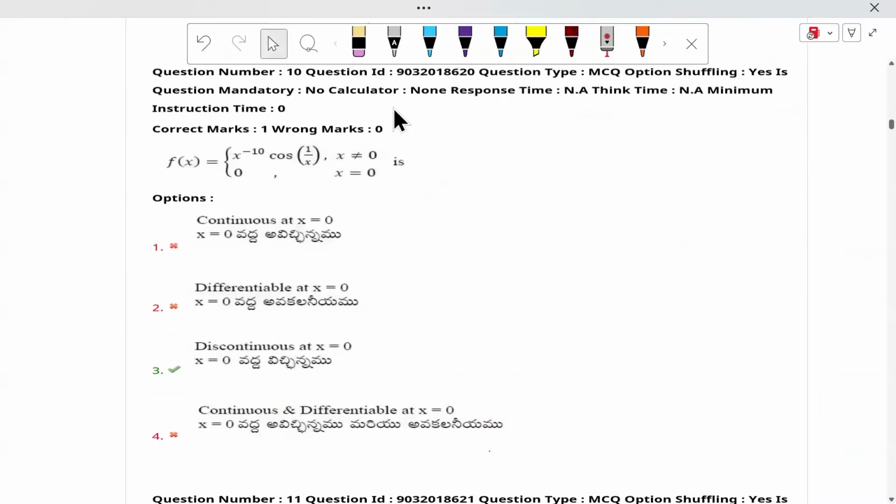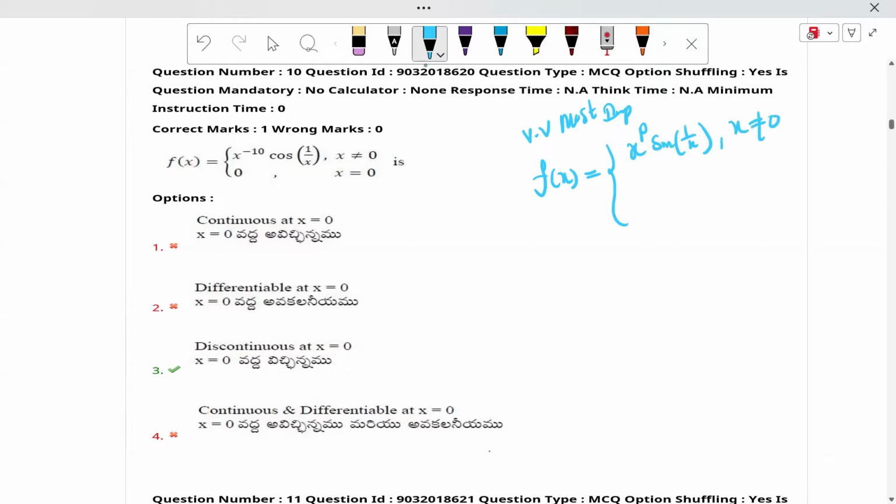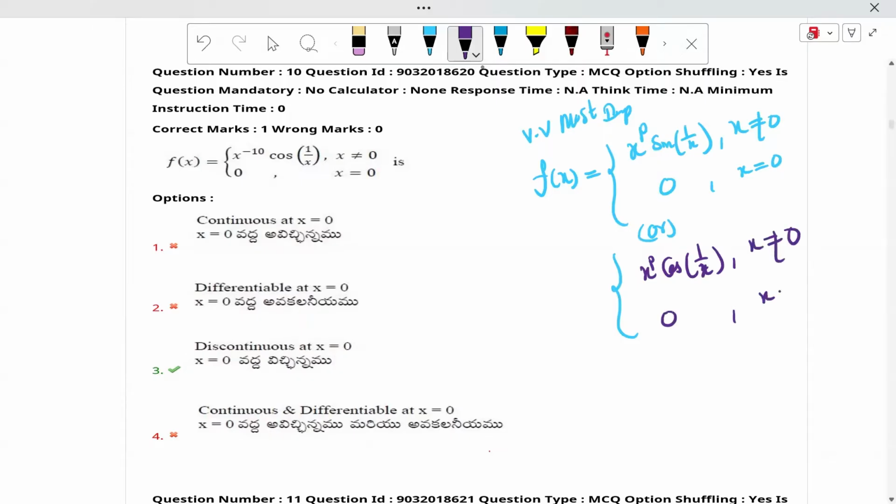Another question in the previous examination. This type of questions are very most important. Whatever it may be, f of x is equal to, for example, given function x power p sin of 1 by x, x not equal to 0, it is 0 if x is equal to 0. Or లేదా function f of x is equal to x power p cos of 1 by x, if x not equal to 0, it is 0 if x is equal to 0.